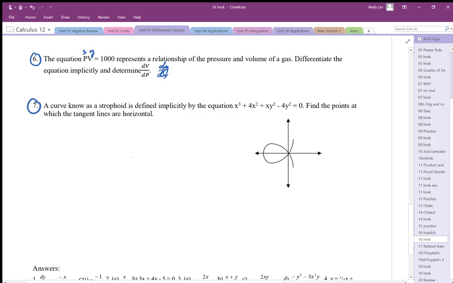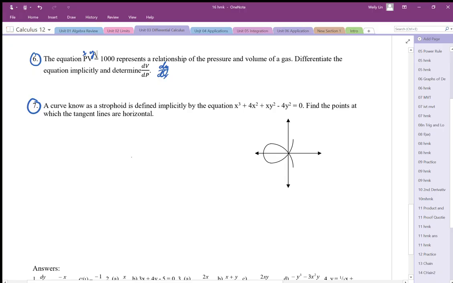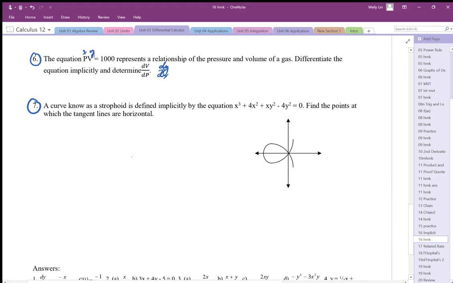So if I want to find dV by dP, I want to differentiate P normally. Just P, I would treat like x. So I'm going to go 1 times V, product rule, so P times V prime, or in this case dV by dP, equals 1000. So then, equals 0, because the derivative of 1000 is 0.